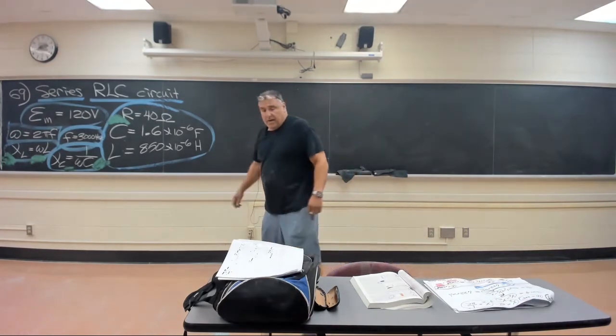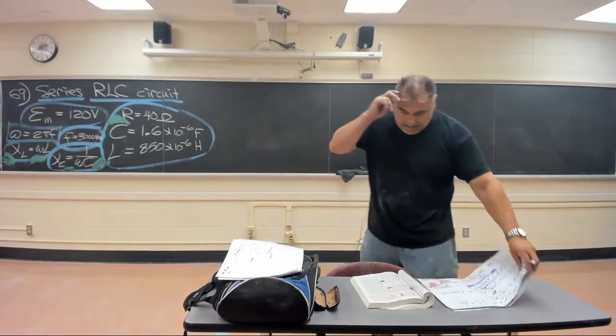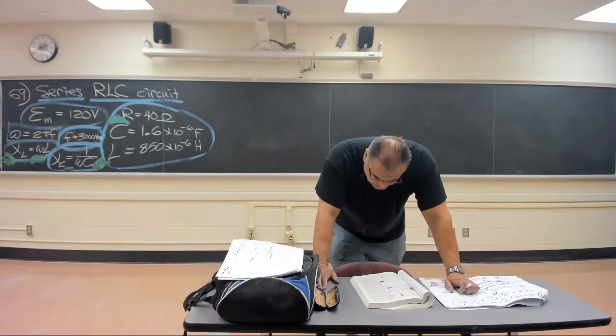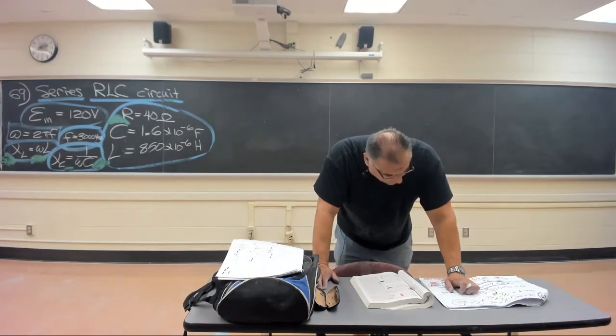Okay, there's a lot of stuff there, but they give us all the data that we need to pull this whole thing off. Again, it's A, B, C. The parts are A, B, and C. What is A, the phase constant, in radians?